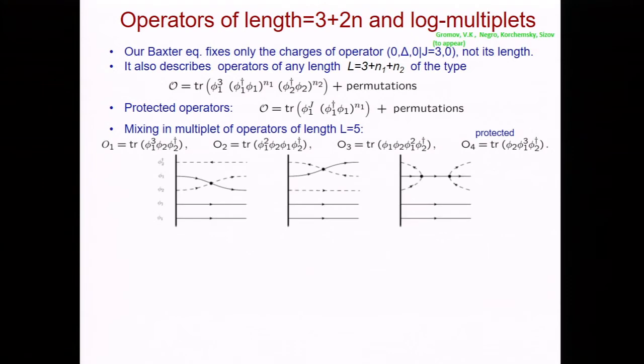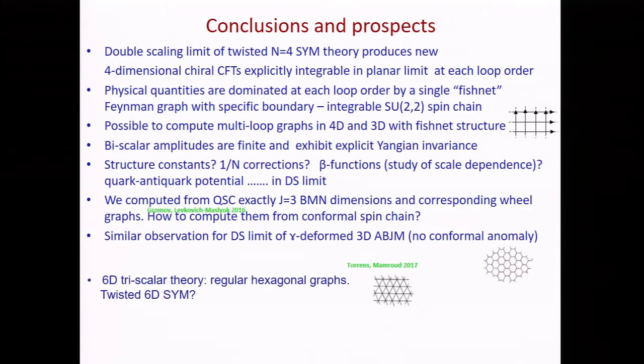I simply pass to the conclusions here. So we presented here the double scaling limit of twisted N=4 super Yang-Mills theory, which looks explicitly integrable in the planar limit at each loop order. Physical quantities are dominated by integrable Fishnet type graphs, and they can be potentially computed. Many of them can be computed by integrable conformal spin chain methods.